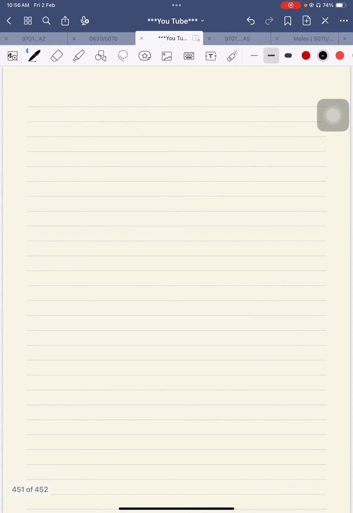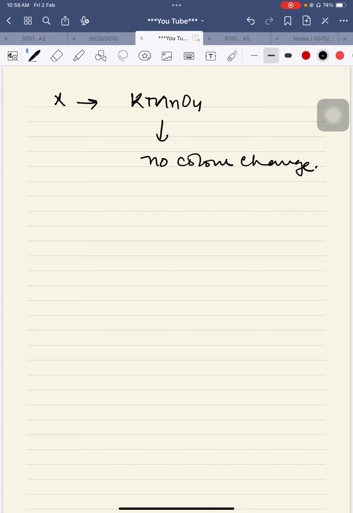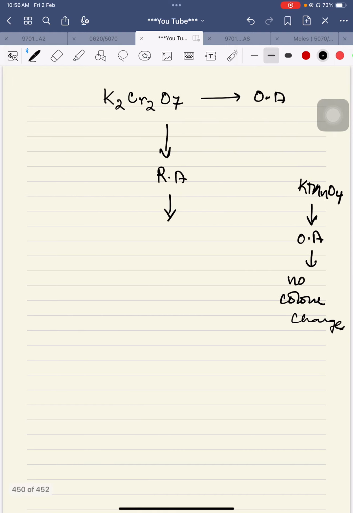So for example, the examiner says that X is added to KMnO4, and there is no color change, purple stays purple. Then what must be the nature of X? It must be an oxidizing agent, because being an oxidizing agent, it is not reacting with KMnO4, which is also an oxidizing agent, hence no color change is seen. Okay, so back to the story of K2Cr2O7.